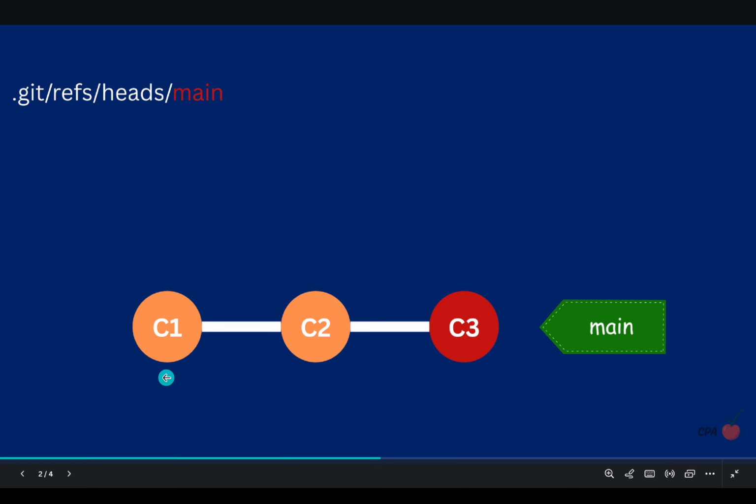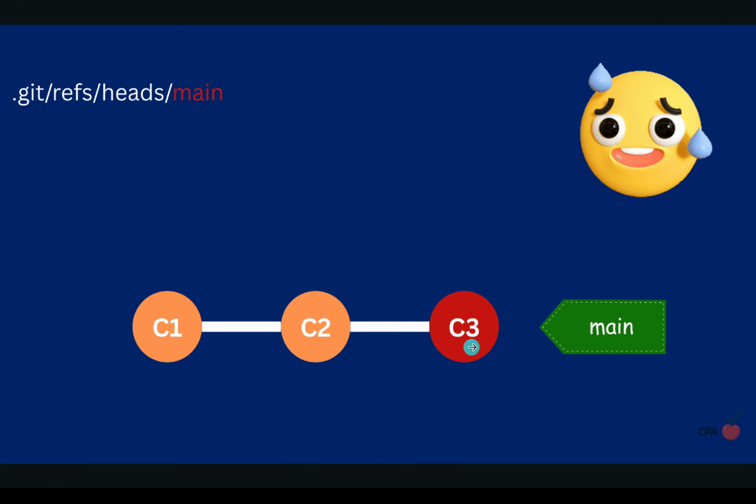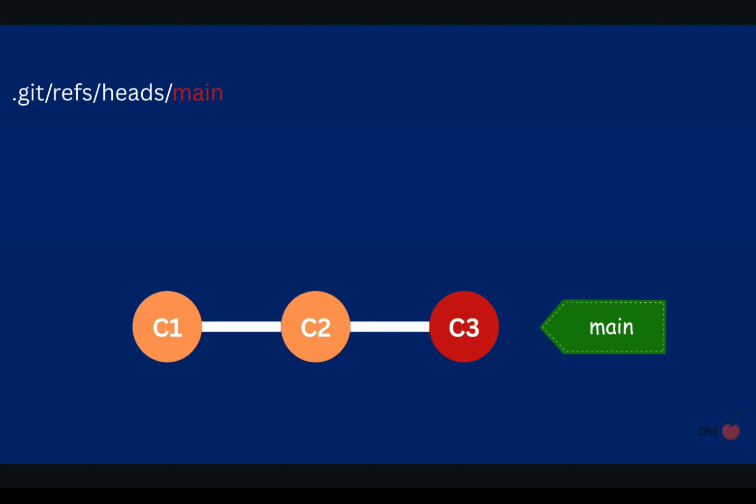Let's assume the following git commit history. We have 3 commits. We are on branch main, and this is the pointer of branch main, which at the moment points at our last commit, commit 3. But we realize that we have made a typo in the commit message, or we forgot to add a file to the staging area. So how do we solve this issue in Git?